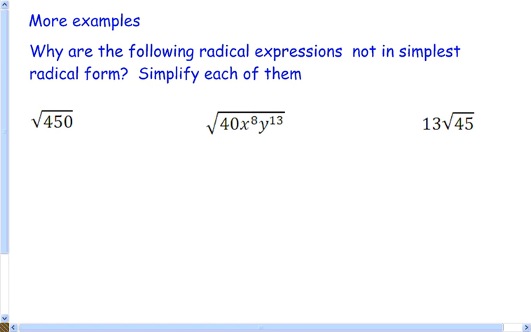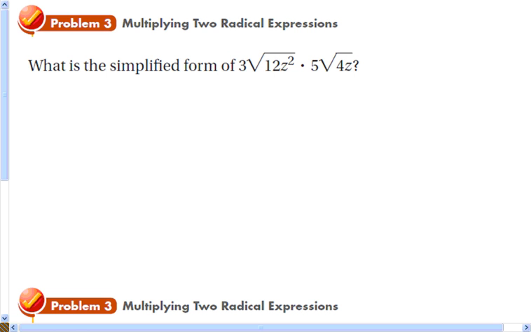All right, more examples. Why are the following radical expressions not in the simplest radical form? Actually, I'll do this tomorrow with you. What is the simplified form of this? Okay, think about why it's not simplified right there. That number 12 has a perfect square factor, and so does the second. So we want to break that up a little bit here.